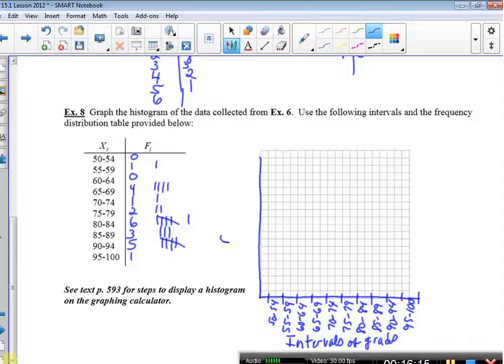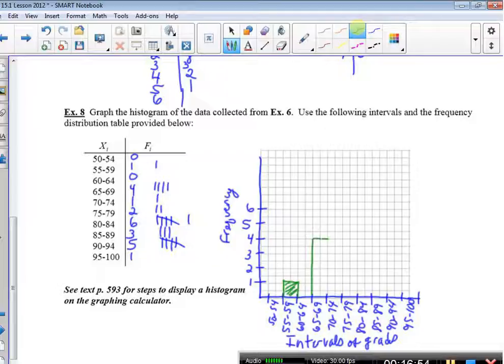And this is going to be the frequency. All right, and so it goes from 0 to 6. So this will be 1, 2, 3, 4, 5, and 6. And then I'm going to use a different color. There's 1 from 55 to 59. So we just go up to that block and over and down and highlight that in. And then there was 4 from 65 to 69.